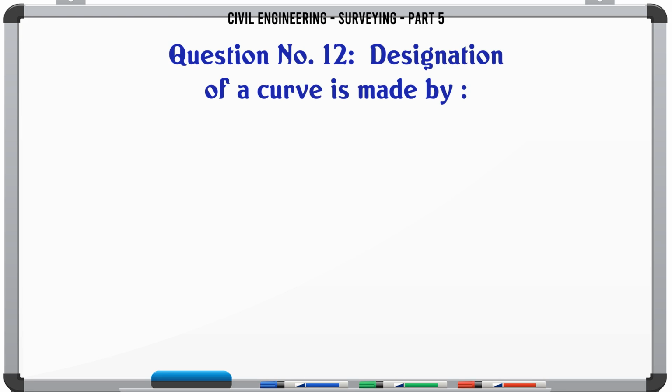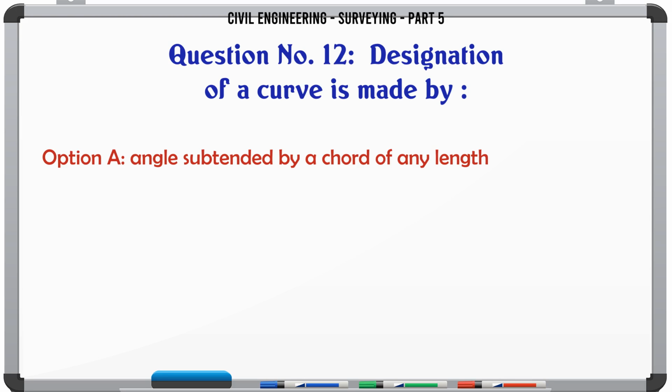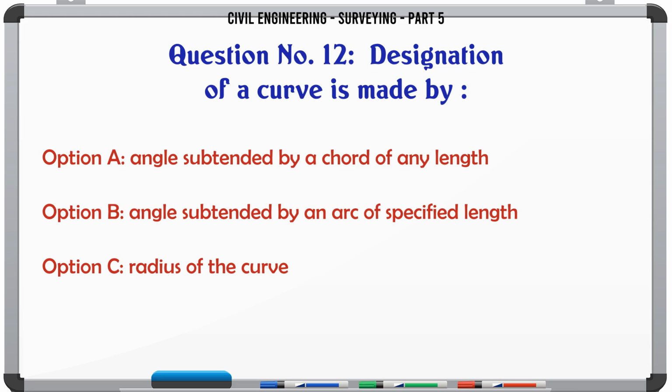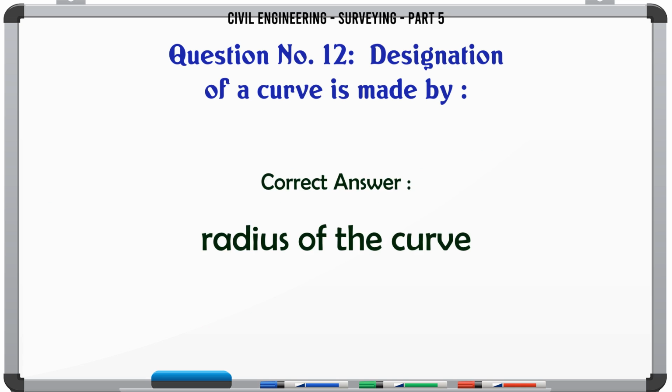Designation of a curve is made by: A. Angle subtended by a chord of any length, B. Angle subtended by an arc of specified length, C. Radius of the curve, D. Curvature of the curve. The correct answer is radius of the curve.